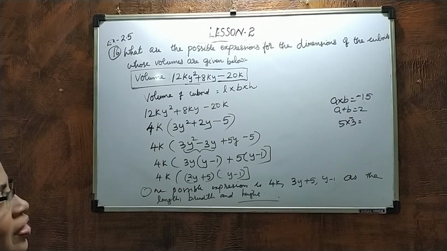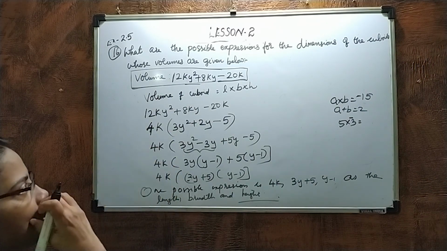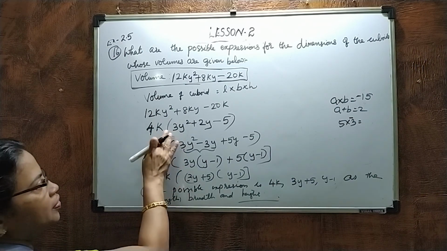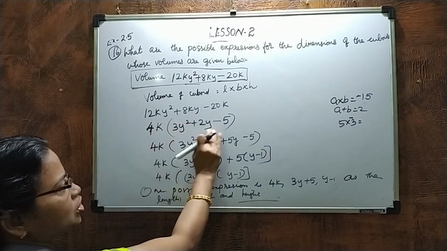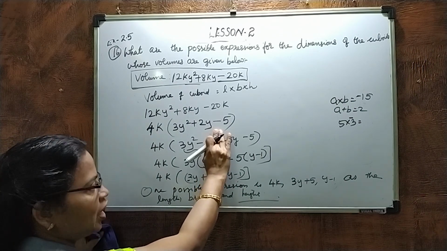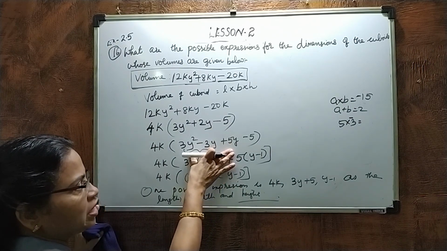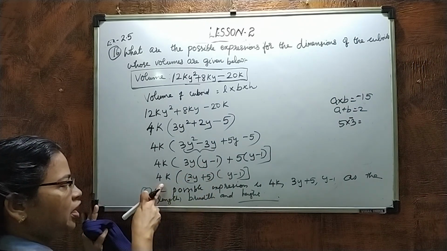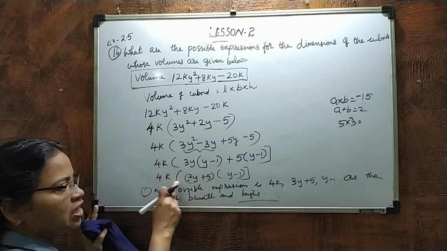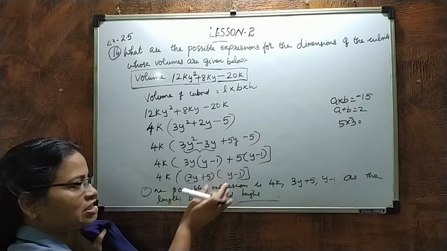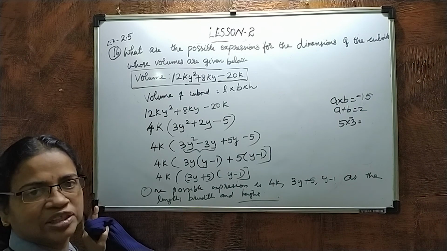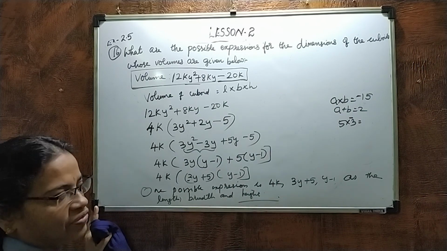So I will repeat it once again. They will give you the volume, and you have to find out the length, breadth and height. From here we have taken 4k outside, and the balance you will get is a quadratic polynomial. Just using splitting the middle term, you have to find out the other two factors. Already 4k is one factor and these two are the other two factors. So now 3 factors are there. We can take these 3 factors as length, breadth and height.